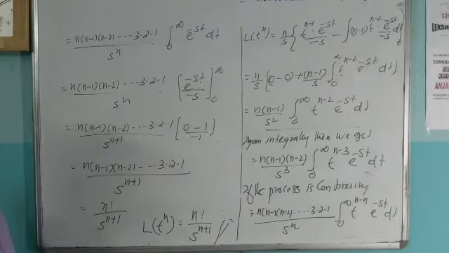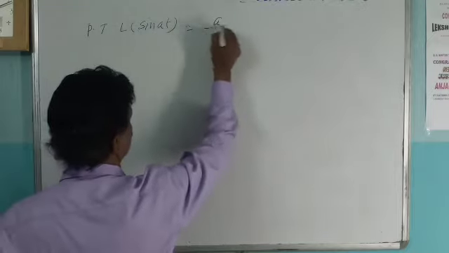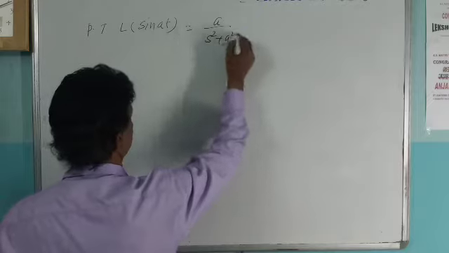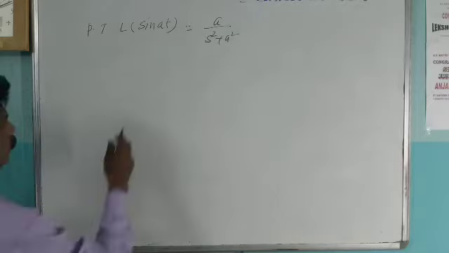Laplace of sin at. Laplace of sin at equal to a by s square plus a square. We have to prove that Laplace of sin at equal to a by s square plus a square.